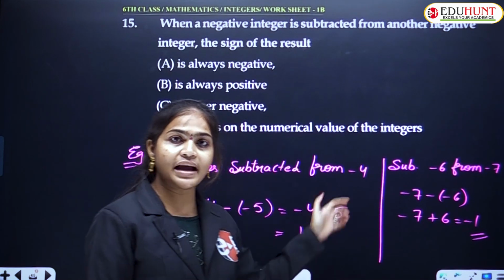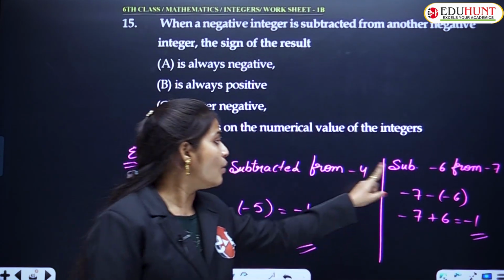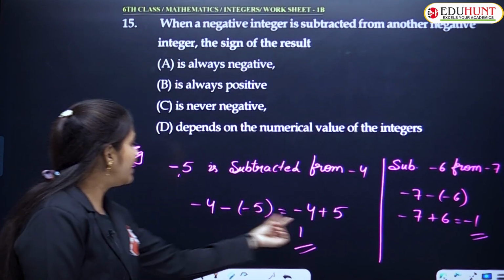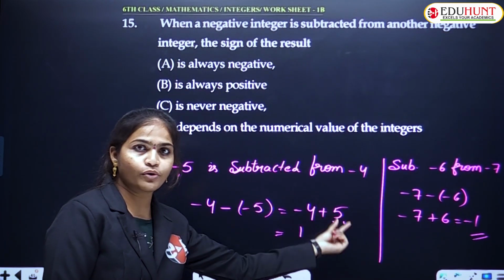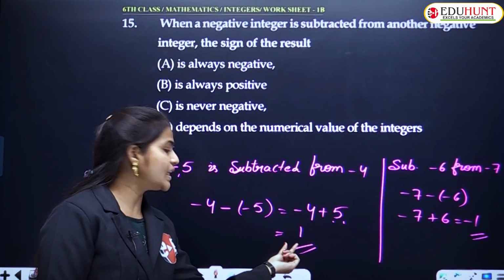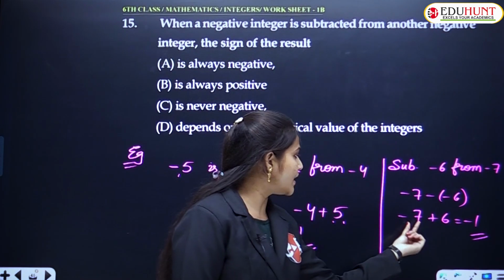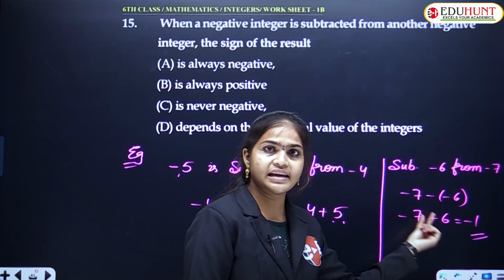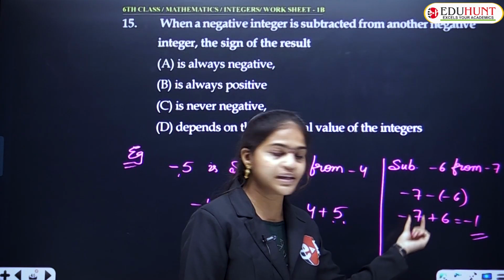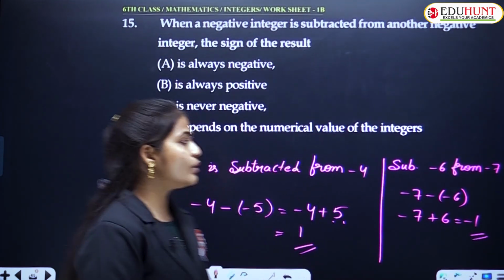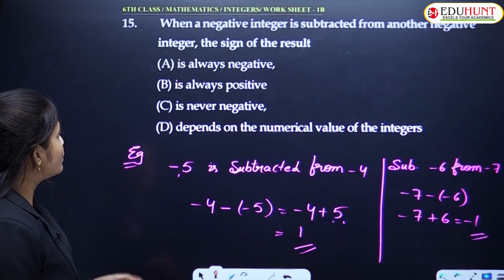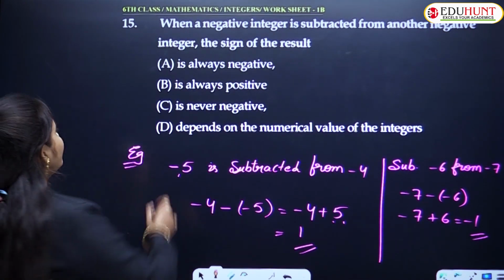The sign depends on which number is the greatest. Here the greatest number is 5, no? When you compare 4 and 5, 5 is greater. What sign does 5 have? Positive sign. That's why here it is a positive value. Next, come to this one. 7 and 6. What is the greatest number here? 7 is the greatest number. What sign does it have? Negative. So the answer is negative. Understand? So the sign is decided depending on the numerical value of the integers.